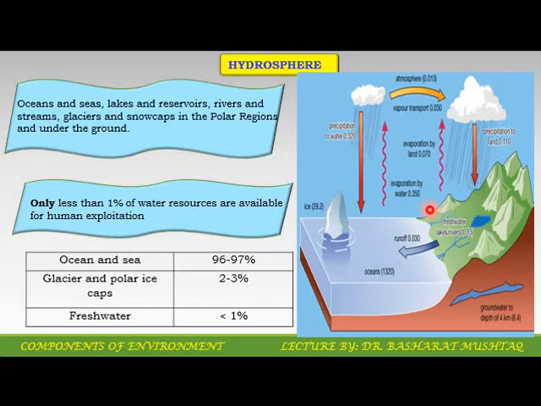The distribution of water among these sources, or we can say resources, is given in this table. You can see here it is given by percentage. In the oceans and seas it is 96 to 97%. Glaciers and polar ice caps contain 2 to 3%, and freshwater less than 1%.